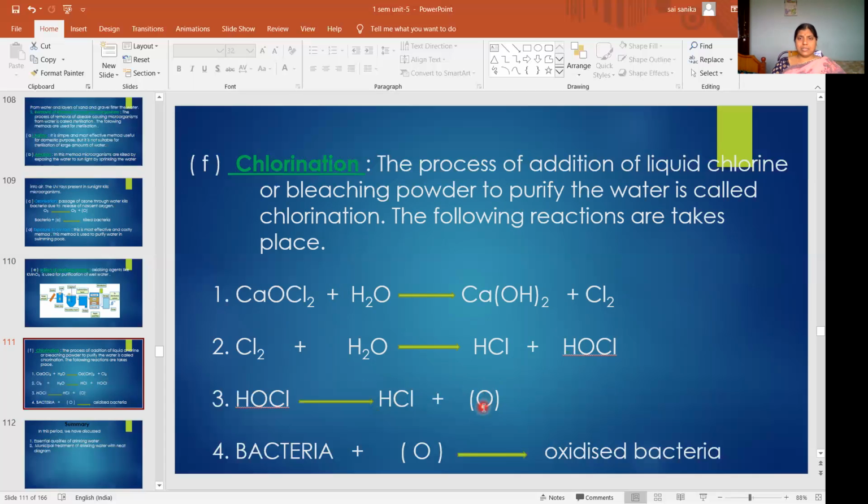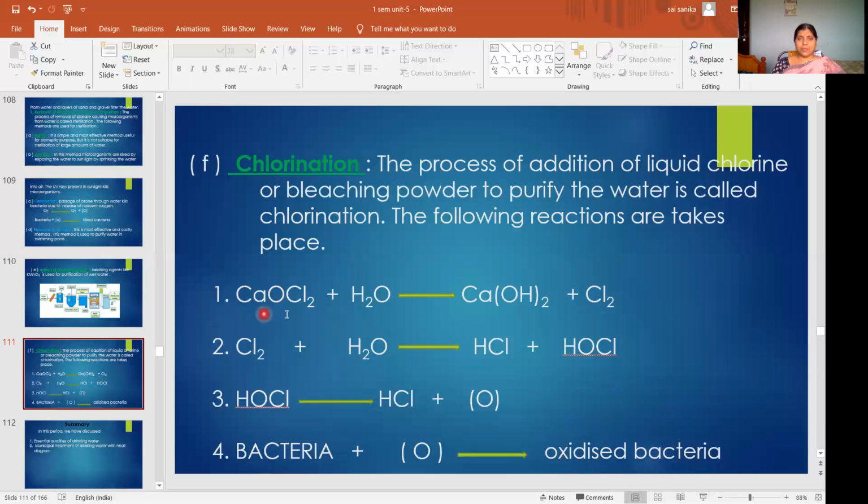So what this nascent oxygen will do? Already we studied here, no? Ozonization. So this nascent oxygen has the capacity to kill the bacteria. So this nascent oxygen will combine with the bacteria and it kills the bacteria. That means it converts bacteria to oxidized bacteria. As it is becoming oxidized, it means it is killed off. Okay. So like this, we will do the chlorination.